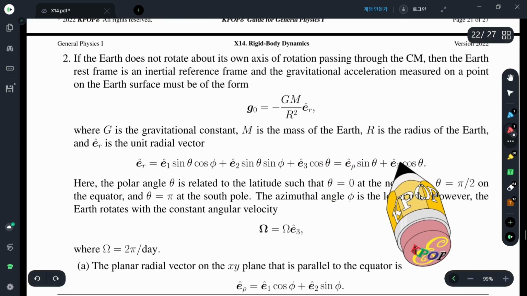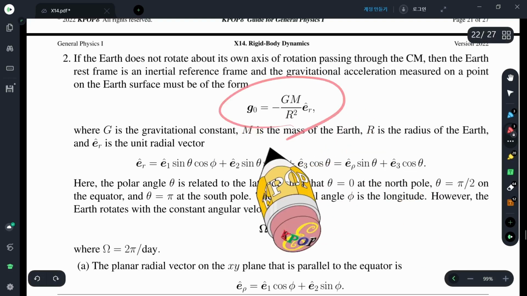The second one, if the Earth is not rotating, the gravitational acceleration is constant everywhere. However, assuming that the Earth is a sphere, the distance from the center to any point on the surface of the Earth will be the same. The magnitude, at least as far as the magnitude is concerned, the gravitational acceleration must be constant, except that the direction is toward the center. However, that is not the case.